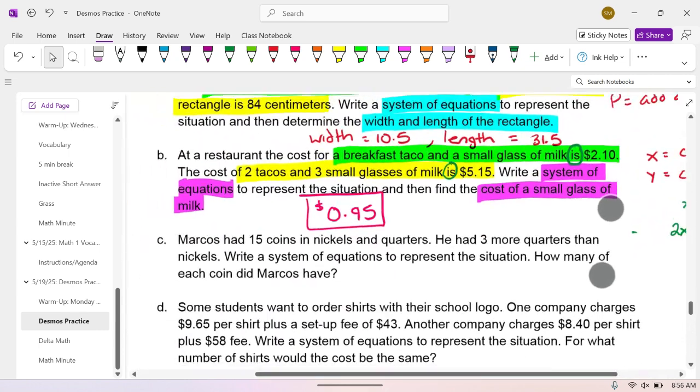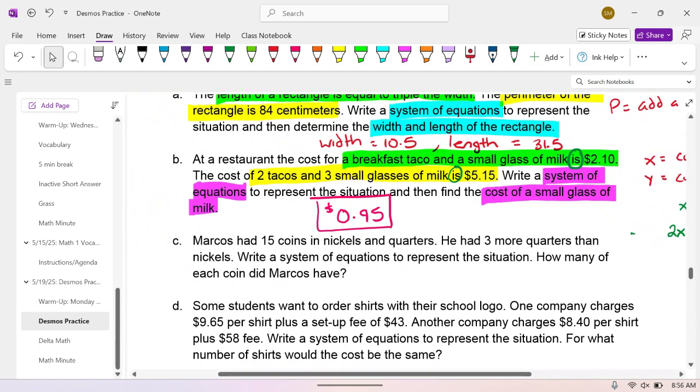Now, let's do part C together, and then I'll let you do part D on your own. So part C, Marcos has 15 coins in nickels and quarters. He had 3 more quarters than nickels. Write a system of equations to represent the situation. How many of each coin did Marcos have?